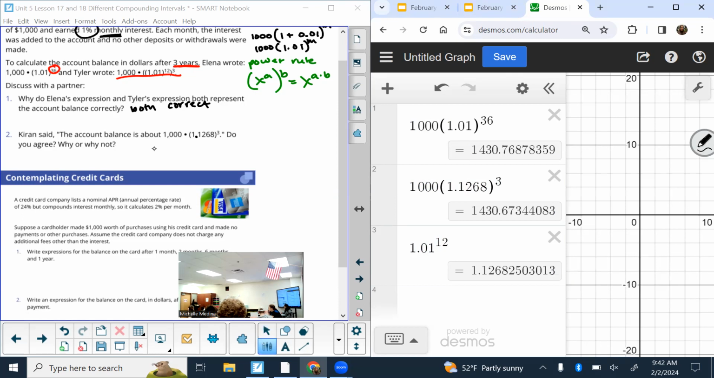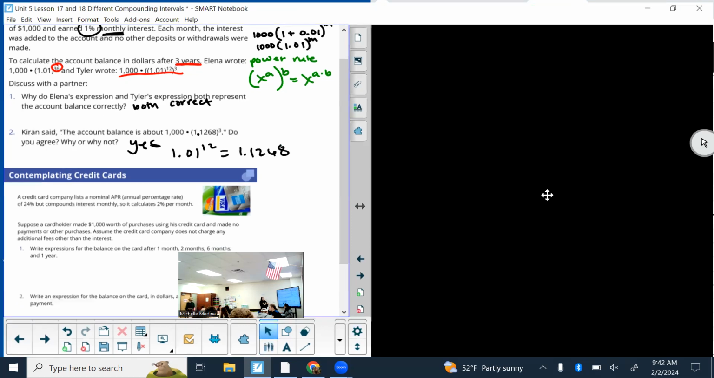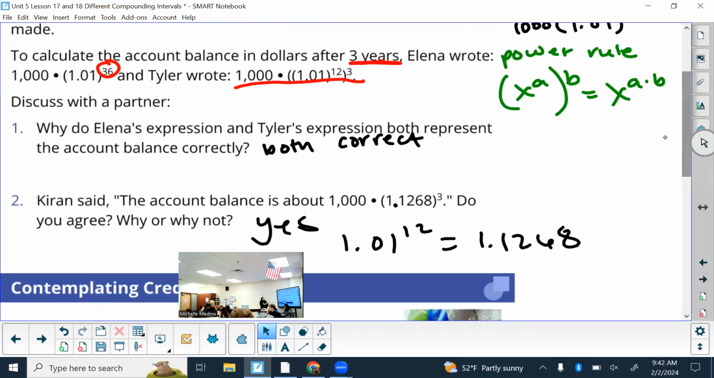So for the explanation, you could say, yes, you agree. 1.01 to the 12th power, when we work that out, is about 1.1268. When we do our order of operations, and we take Tyler's, because his has it as an innermost problem to work out first, that still gives me the same answer as this, and then when I raise it to the third, gives me the same account value.